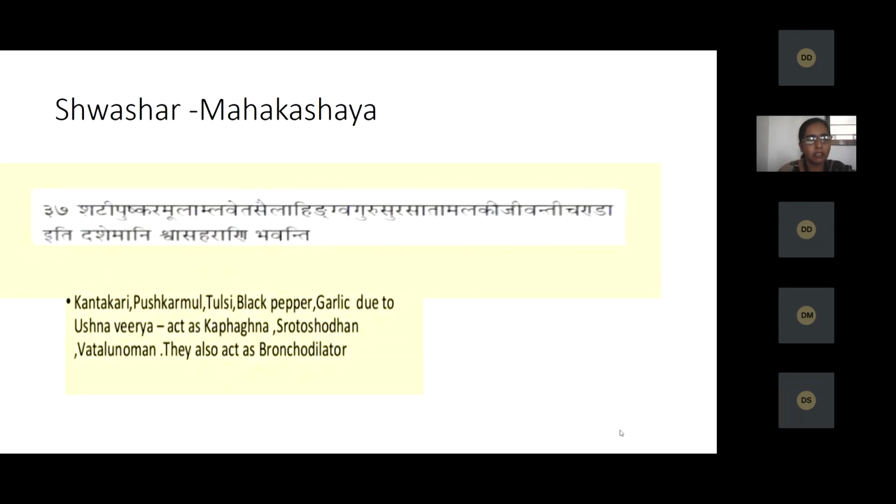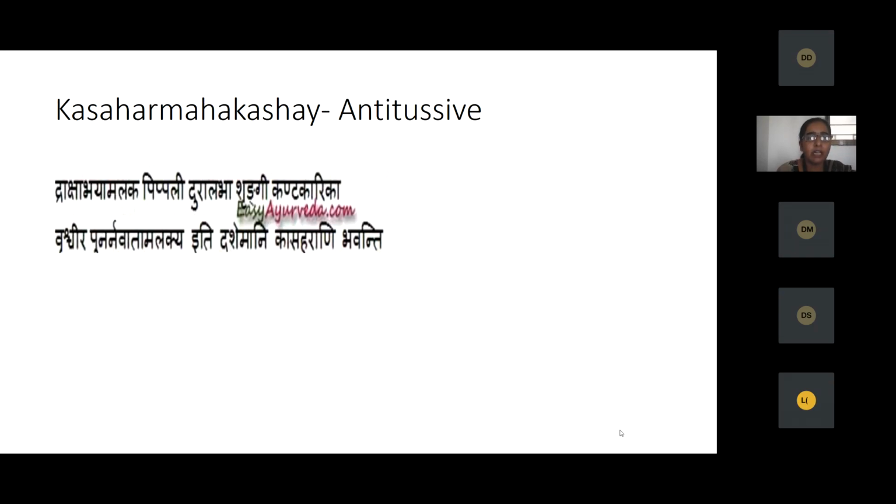We can have some idea of shwasahara and kasahara mahakashaya. We can give any shwasahara drugs to the COPD patient: shati, pushkarmula, amlavetas, ela, hingu, aguru, surasa, amalaki and jivanti. These drugs have kaphaghna, srotoshodhana and vatanulomana properties, and all are used as bronchodilators. The main thing is that shwasahara mahakashaya is directly correlated; we can correlate these drugs as bronchodilators in action. Again, we can use them as kasahara mahakashaya.